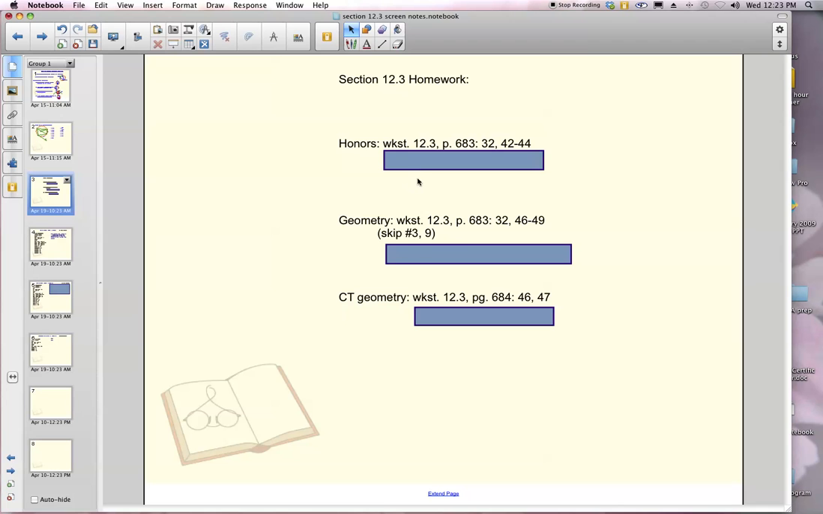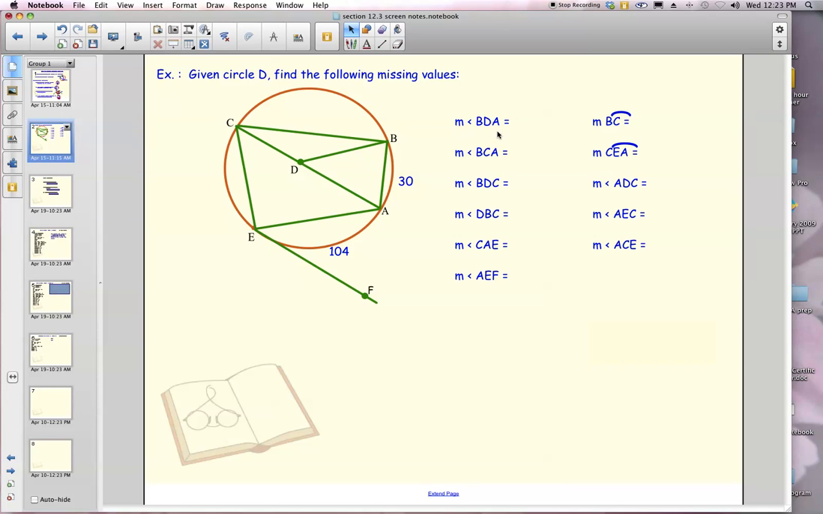Well, there's your homework. Let's see if we can get up to, there we go. Let's try for this example problem. This has a bunch of pieces in it, but it's all the theorems that we just went through. We're going to go through it one piece by one piece. So let's start with, let's find the measure of angle BDA.